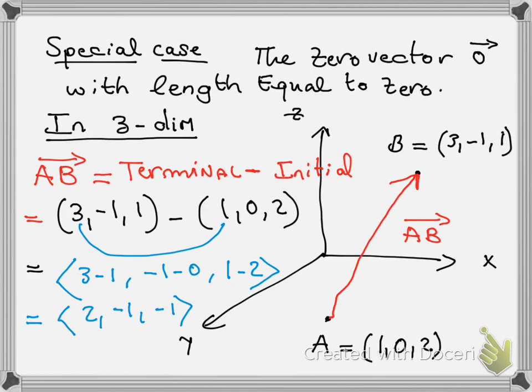Let me make the following remark about the notation. For the points, I use parentheses. When I denote the coordinates of the point A and the point B, I use parentheses, but for vectors, we use these angle brackets. So that's the difference between the notation of a point and a vector: points use parentheses, and vectors use these angles.